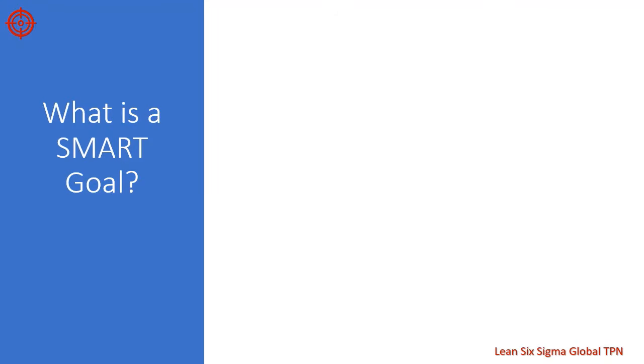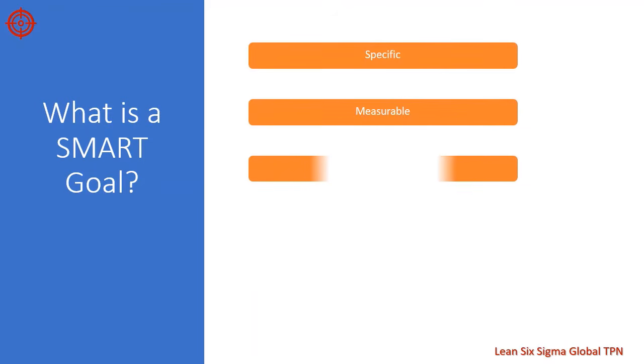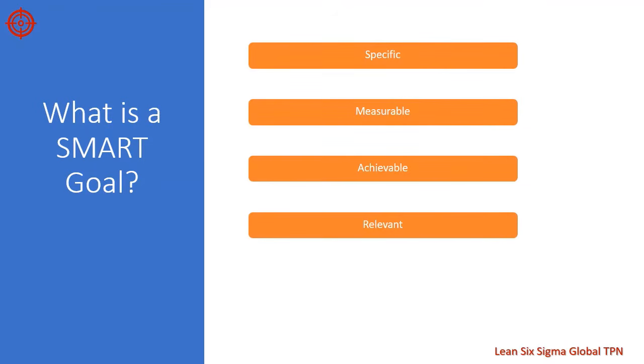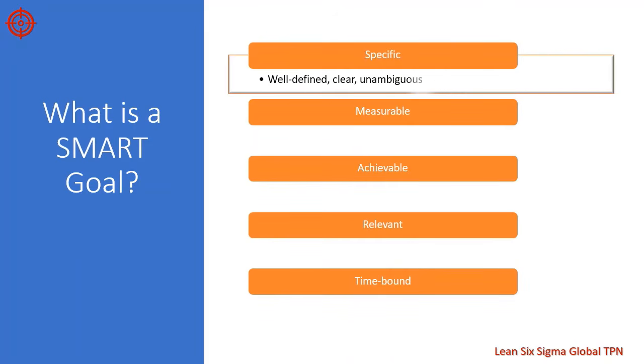A SMART goal is a popular framework used to set specific, measurable, achievable, relevant, and time-bound objectives for personal and professional development. The goal should be well defined, clear, and unambiguous with a precise outcome in mind. The goal should be quantifiable, so you can track your progress and determine if you have achieved it.